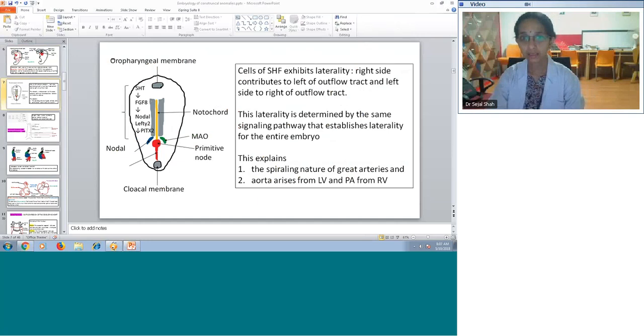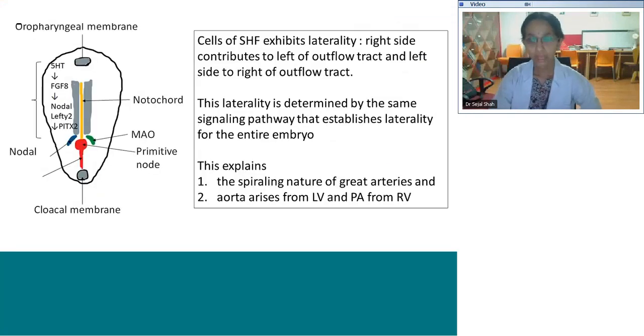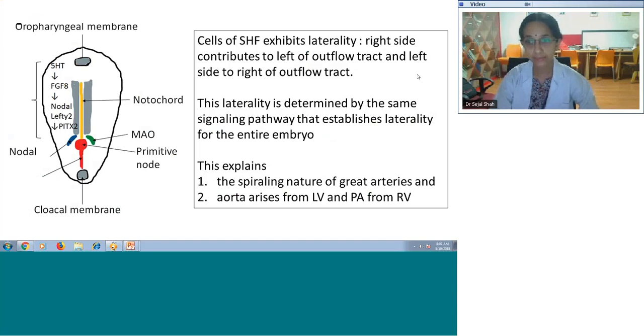And here, what happens is the right side contributes to the left side of the outflow tract. So it's the other way. So the laterality pathway also plays a role for the secondary heart field, but it is the opposite way. The right side itself determines the left-sided outflow tract, and the left side itself determines the right-sided outflow tract. And this is how we can understand the spiraling nature of the great arteries, and also that the aorta arises from the left ventricle and the pulmonary artery from the right ventricle.